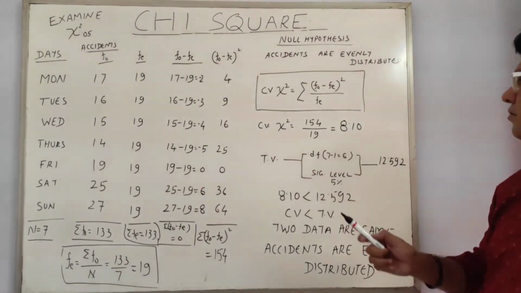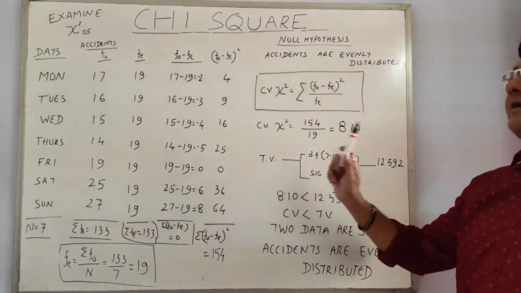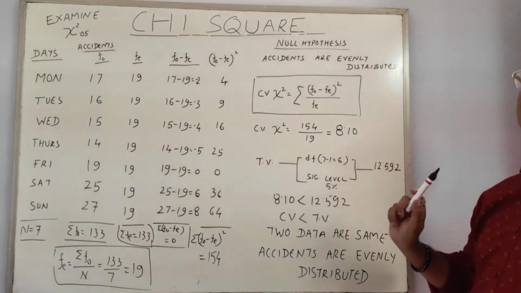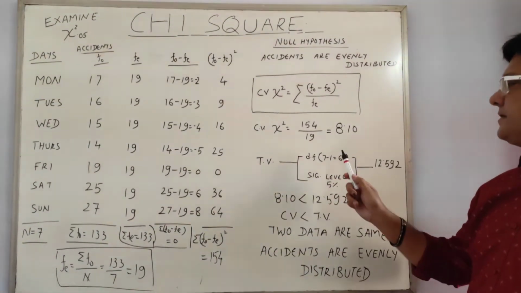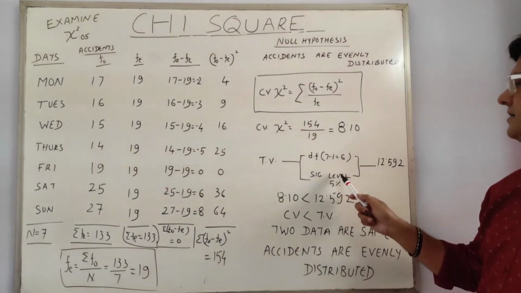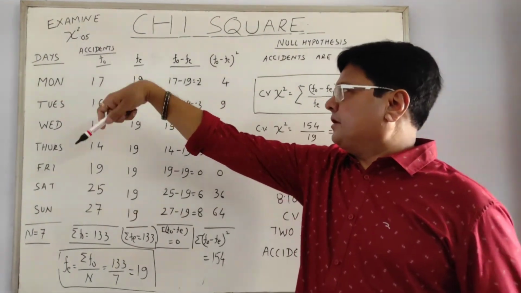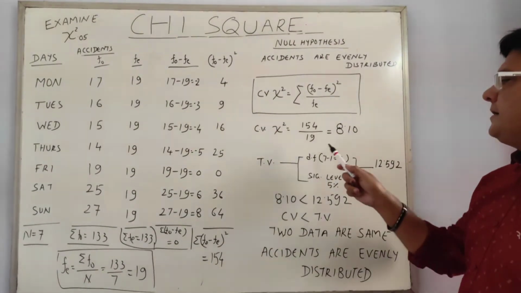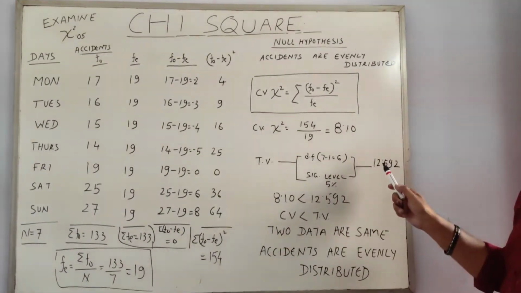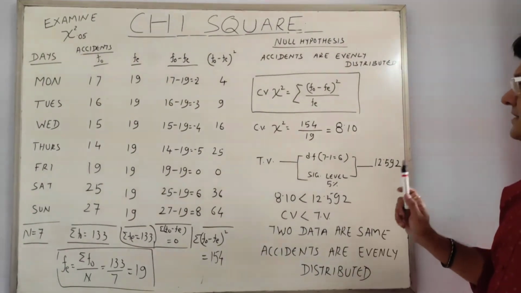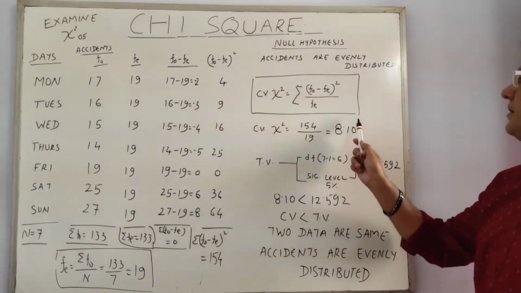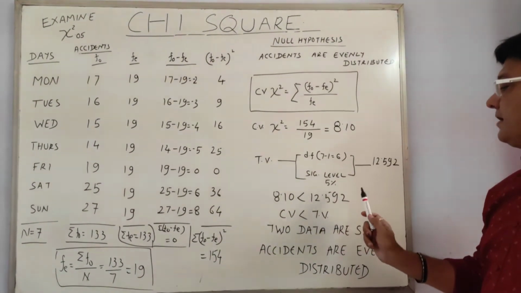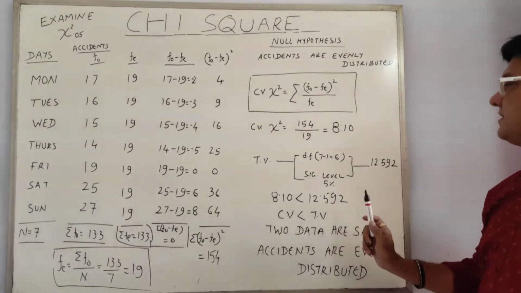Now we have to compare this calculated value with the table value or critical value. So we take two aspects, degree of freedom and significance level. Degree of freedom of course is n minus 1, that is 7 minus 1, 6, and significance level is 5% as given in the question. Even if it is not given, then you have to take 5%. So through the table we will be getting 12.592. So this is our table value. Our calculated value is 8.10. So 8.10 is less than 12.592. Our calculated value is less than table value.